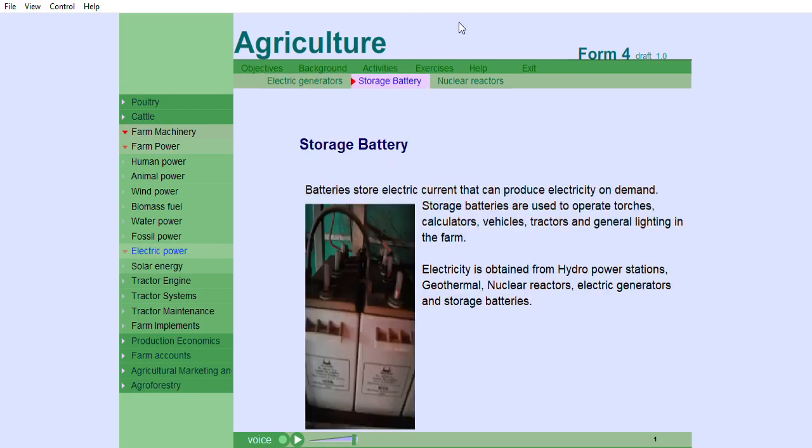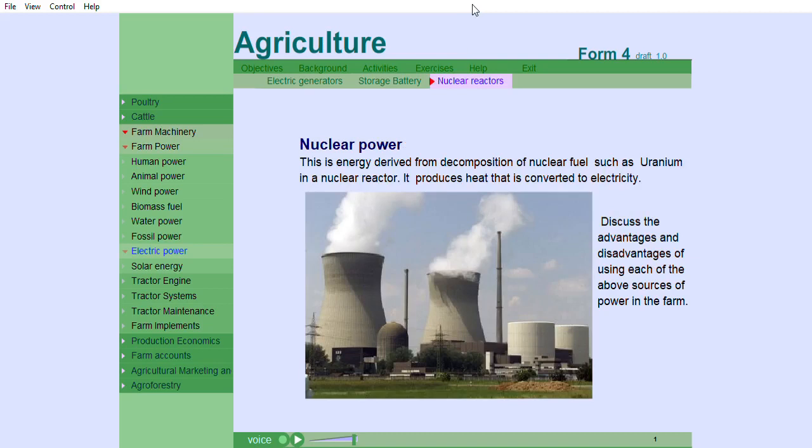Storage battery. Batteries store electric current that can produce electricity on demand. Storage batteries are used to operate torches, calculators, vehicles, tractors, and general lighting in the farm. Nuclear power. This is energy derived from decomposition of nuclear fuel such as uranium in a nuclear reactor. It produces heat that is converted to electricity.